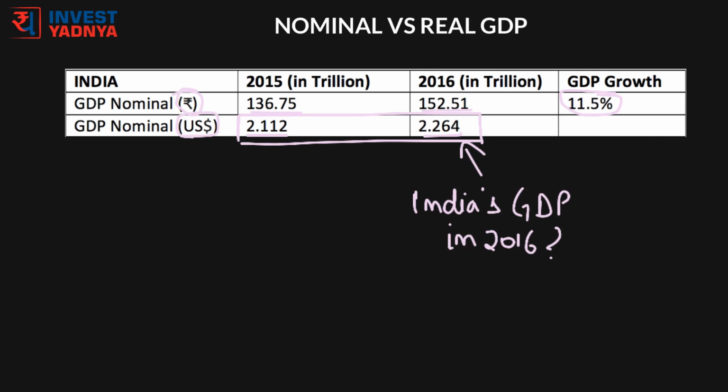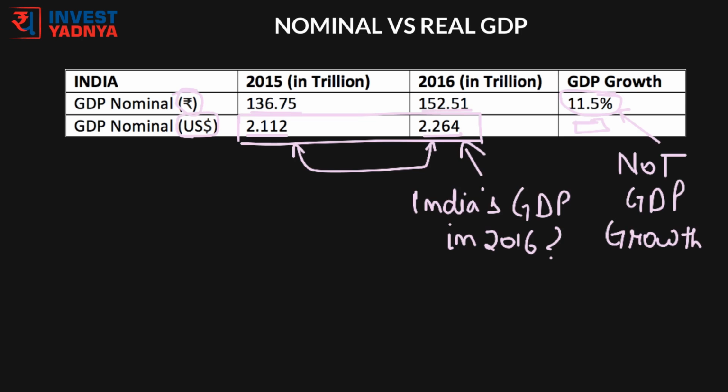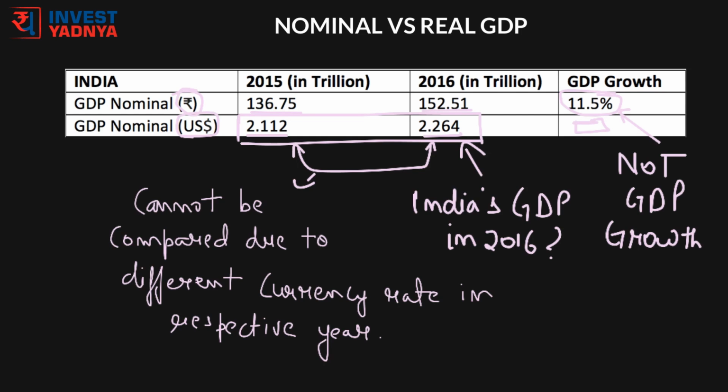But this 11.5% is not referred to as GDP growth, as it includes the inflation component as well. We have not mentioned the growth in terms of US dollars here, as these two values cannot be compared due to the change in exchange rates in separate years. Hence, there is no relation between the nominal GDP of 2 years in other currency terms.